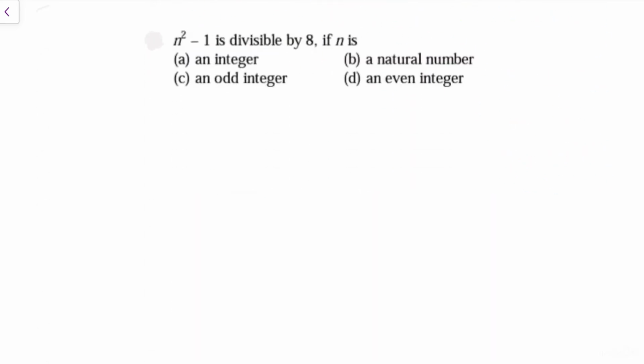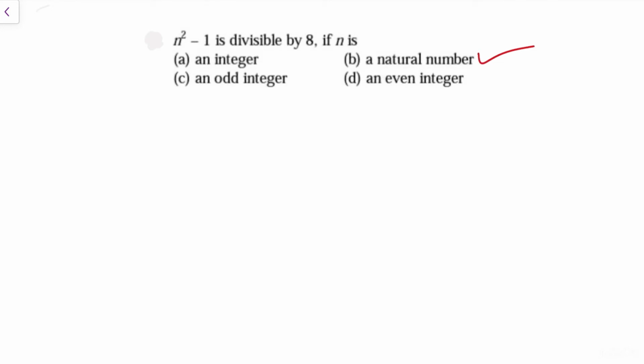Next question. n square minus 1 is divisible by 8 if n is. Let us check from the options one by one. First I'll go with the natural numbers, because if I am able to solve with natural numbers, many logics I can find out, because in that only even numbers are there, in that only odd numbers are there. If natural number is not possible, then definitely I can confirm one thing from that.